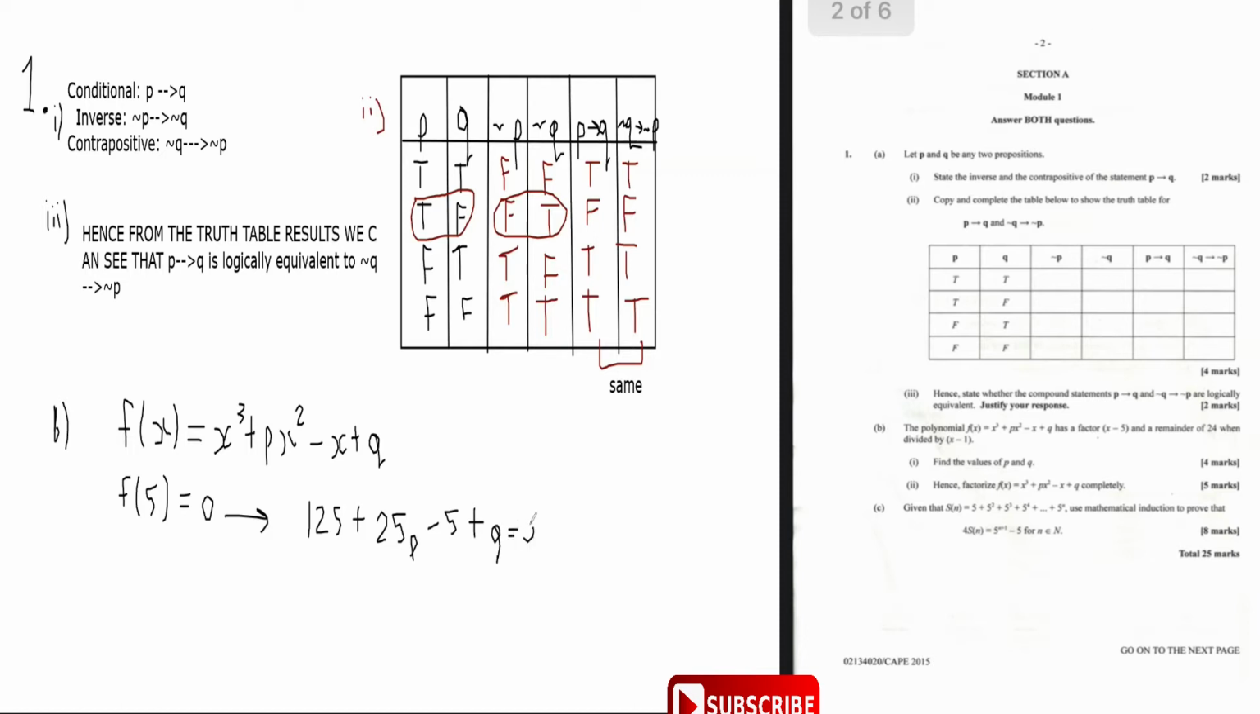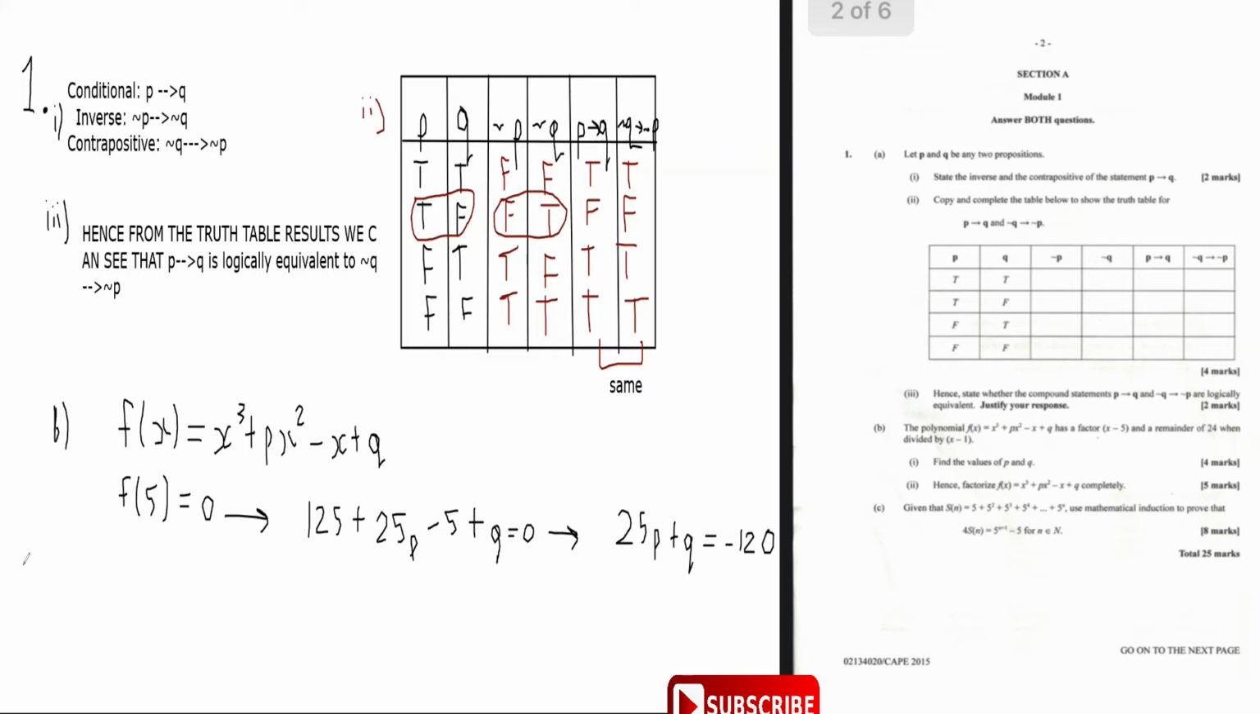You can just set up your equation from this now. So set up your equation. All right, so as you can see, it is 25p plus q. That is equal to 125 minus 5, which is 120. And when you bring it over to the other side, it's minus 120. All right, so we have one equation right here. Now let's go ahead and look at the second equation.